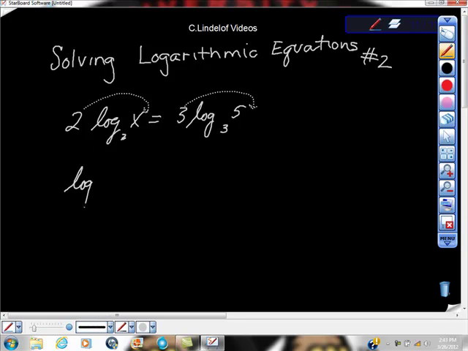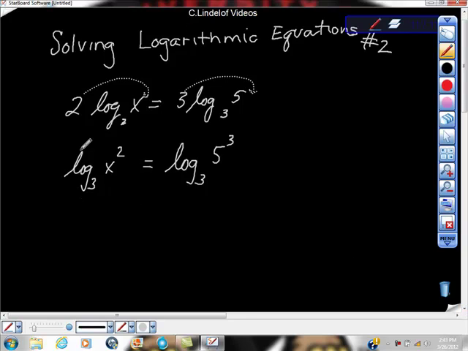So we have log base 3 of x squared, this 2 is this 2, is equal to log base 3 of 5 cubed, this 3 is this 3. Is that all right? From here, we can take the log base 3's out because log functions are 1-to-1, and that's an explanation you could give to your professor. So we can drop those and get x squared is equal to 5 cubed, and we're solving for x here.